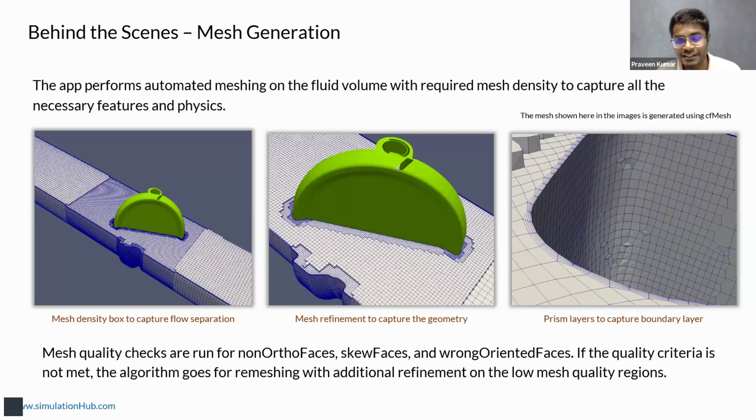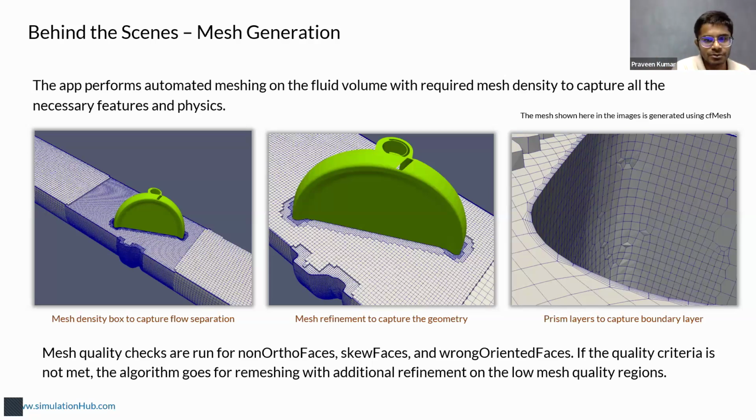So for CFD engineers who have made their hands dirty in making the mesh and improving the quality, they understand how much time goes into this CAD cleanup and things. So what happens is the app automatically checks for the non-ortho faces, skew faces, and wrongly oriented faces, and if there are any errors, it does the repairing work and does the refinement in those local regions, and again goes for the check mesh until it passes.